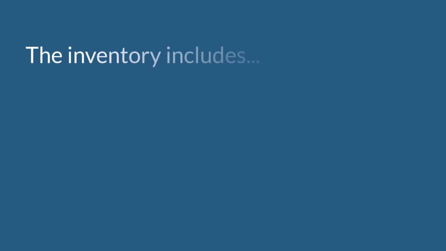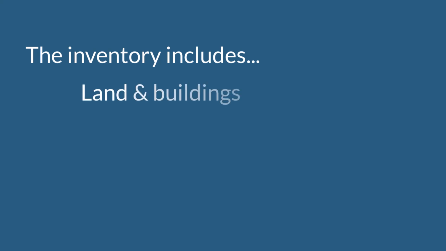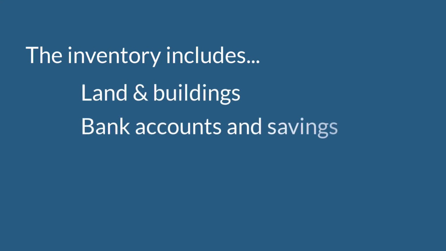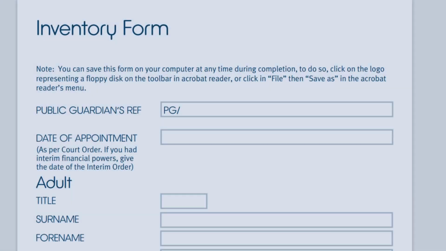The inventory is a list of the adult's assets which you're taking responsibility for managing. It includes things like property the adult owns, bank accounts they have, or any income they receive. In this video, we'll explain how to complete the inventory form. Your authority as guardian is limited to dealing with day-to-day expenses until the inventory and, if you've been asked to complete one, management plan are reviewed by the Office of the Public Guardian.